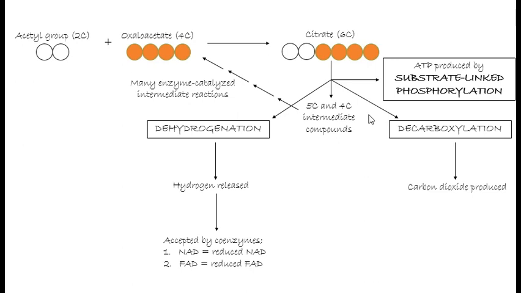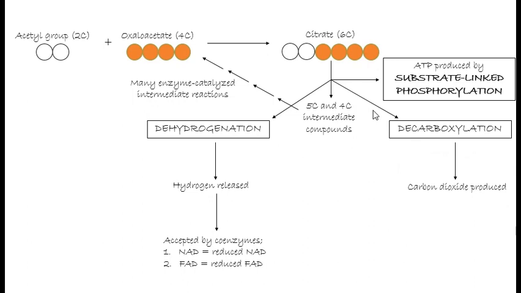So to repeat what I just said, the 6-carbon citrate molecule is decarboxylated to form 5-carbon and 4-carbon intermediate compounds, during which the released or the removed or the eliminated carbon, which cannot exist on its own, forms the compound carbon dioxide.